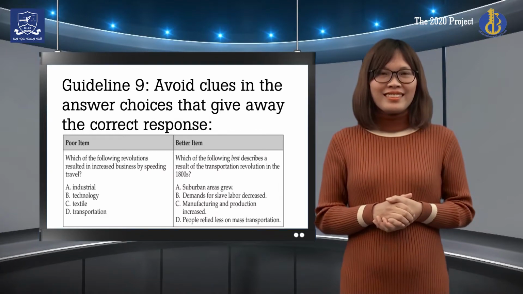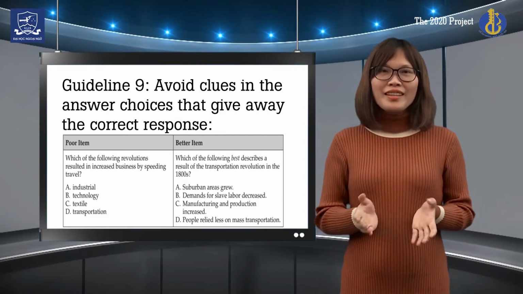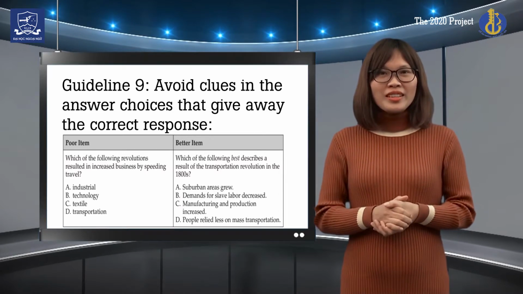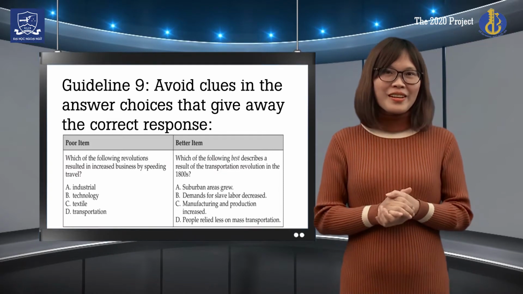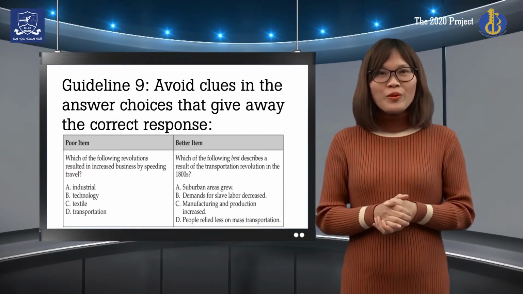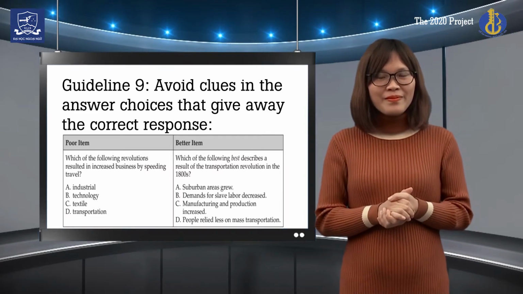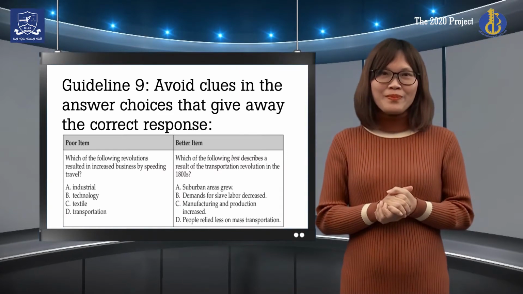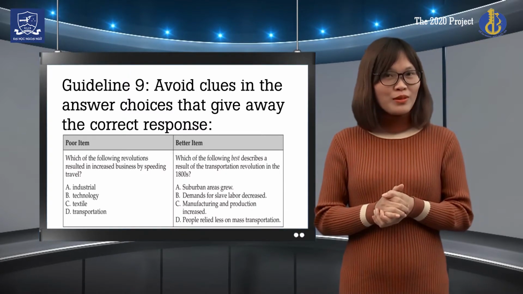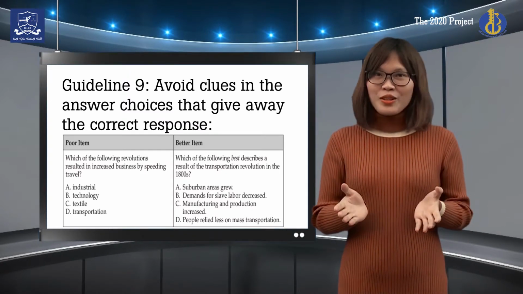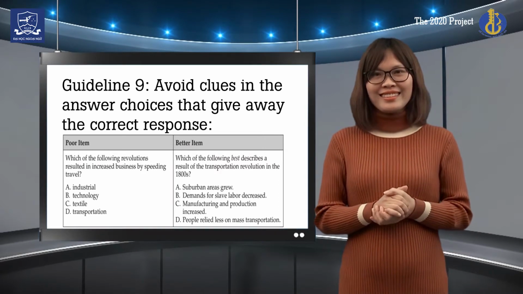Let's take a look at 2 examples. In the poor item, a word in the item stem gives a clue as to the correct answer. The word travel and the word transportation are clearly linked. In the better item, the student must know a result of a transportation revolution, and there are no clues in the item stem that give away the correct answer.